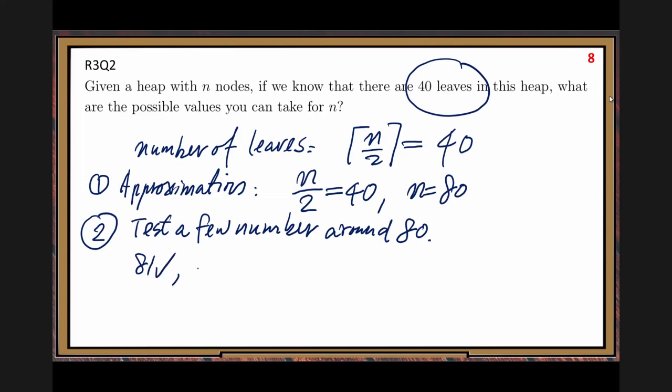Sorry, 81 doesn't work, good point. 81 doesn't work, so do not go up; go down. 80 works, so then try 79. Does 79 work or not? The ceiling function works, okay? 78 works or not? It doesn't work, 39, so you stop.